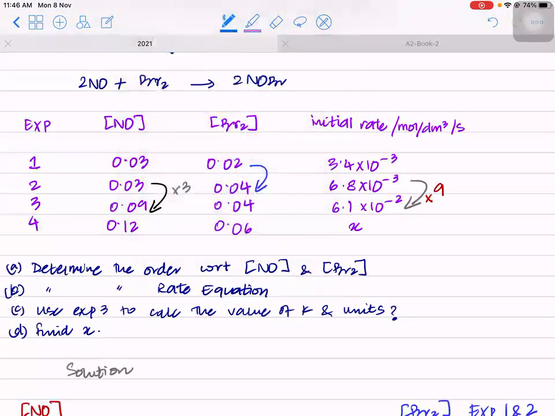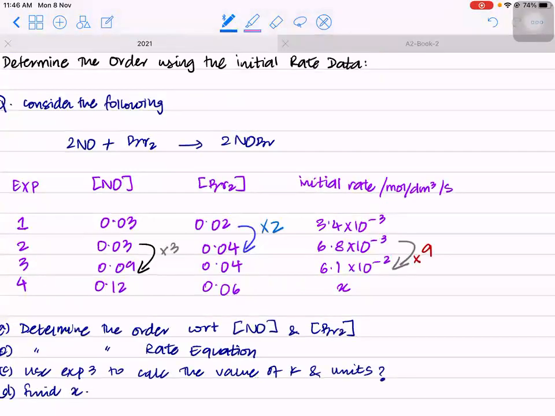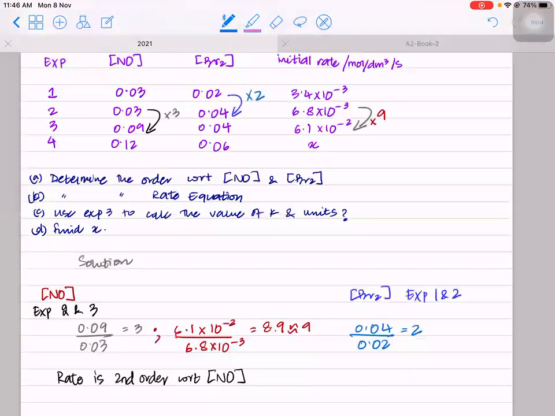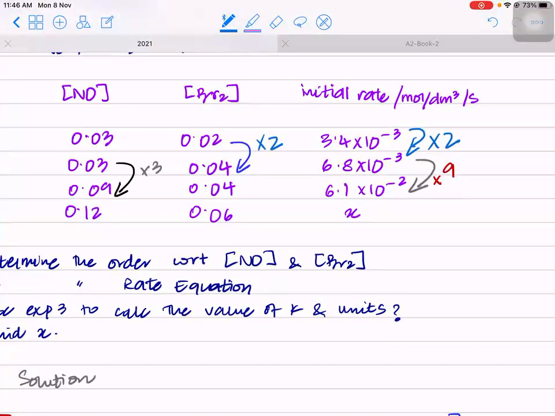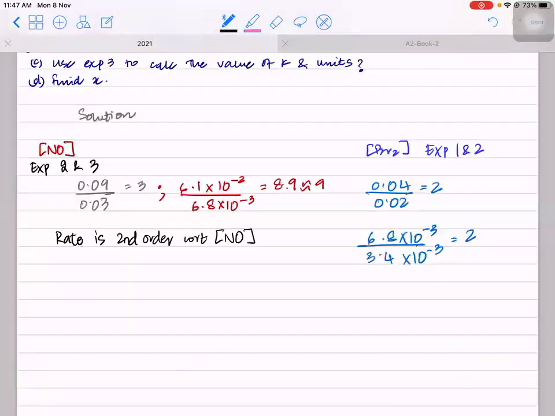Now, how is the concentration changing? It is going from 0.02 to 0.04. Concentration is changing by 2. Let's see how the rate changes. So rate changes. It goes from 3.4 to 6.8 × 10^-3. And when you find the change in rate, that is also by 2. Do you see the rate is also changing by 2? So if the concentration is changing by 2 and the rate is also changing by 2, that means it is first order. So that means it is first order with respect to bromine.